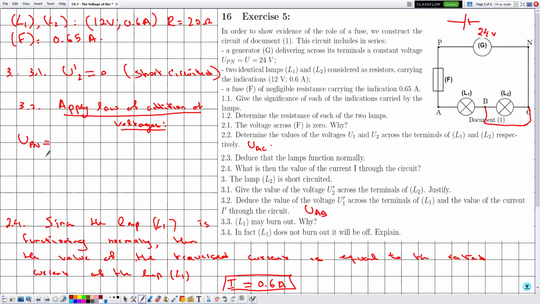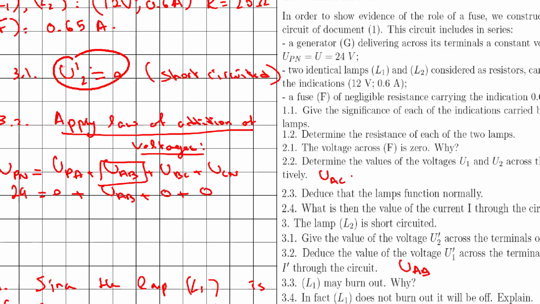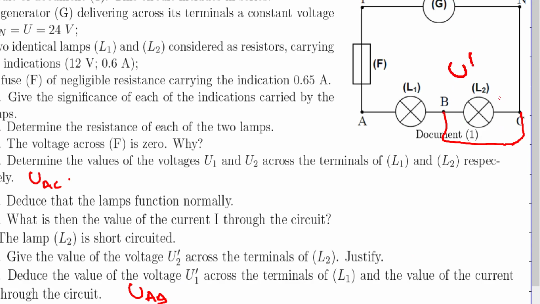L2. So UPN is equal to UPA plus UAB plus UBC plus UCN, and we are interested in determining the value of UAB. So this is 24, this is 0, plus UAB kept as an unknown, plus 0, plus 0. So UCN, we justified previously why it is 0, as well as UPA, and this UBC has been justified because U prime 2 is equal to 0. Now U prime 2 is this voltage, okay?